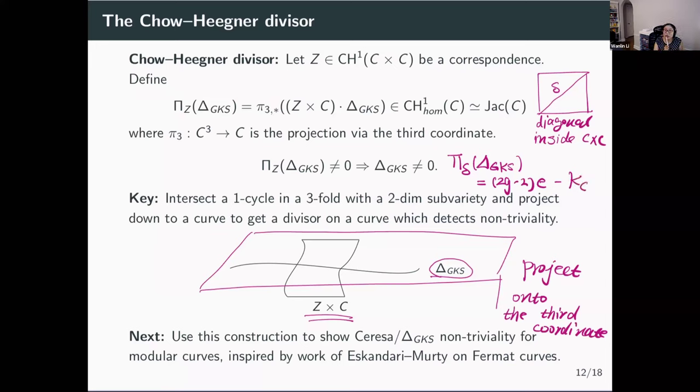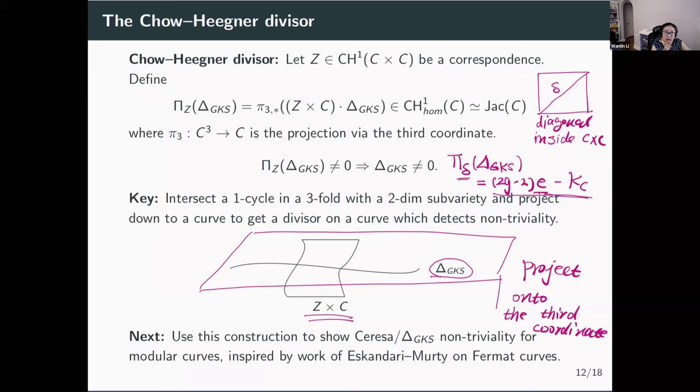If you recall from Ari's talk, he told you that if the base point you chose was not essentially 1 over 2g minus 2 times the canonical class, your Ceresa cycle is automatically non-torsion. You can deduce from here that if this was not torsion, then by using the diagonal correspondence, the modified diagonal cycle, and thus the Ceresa cycle, is automatically non-torsion. So this is a direct application of the Schoen construction.